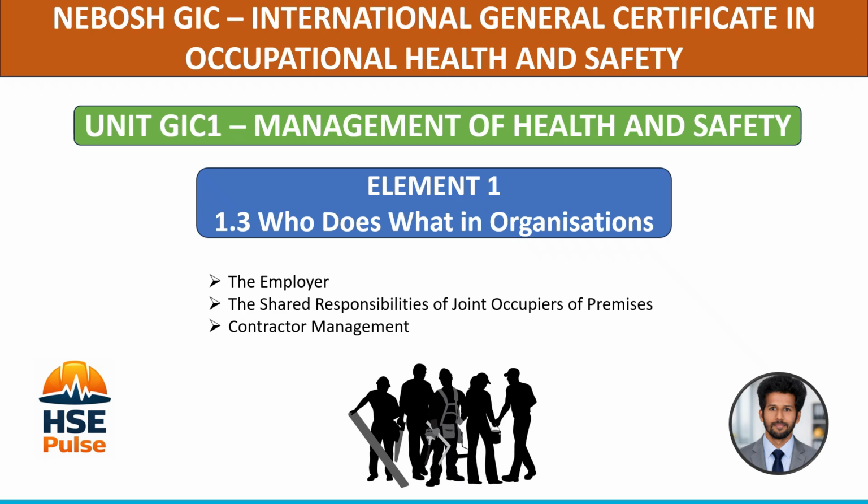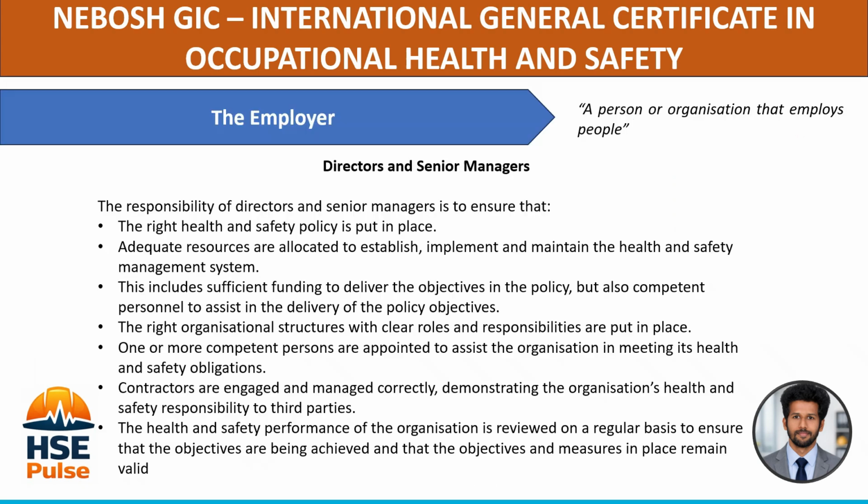Under element 1.3, Who does what in organizations, there are three sections available: the employer, the shared responsibilities of joint occupiers of premises, and contractor management. A person or organization that employs people is called an employer, and persons working under the employer are called employees. There are various employees, from the CEO to frontline workers, to the lower level workers working in the organization. Under each category of workers, what are their roles and responsibilities in terms of health and safety? That is what we are going to see under the section of employer.